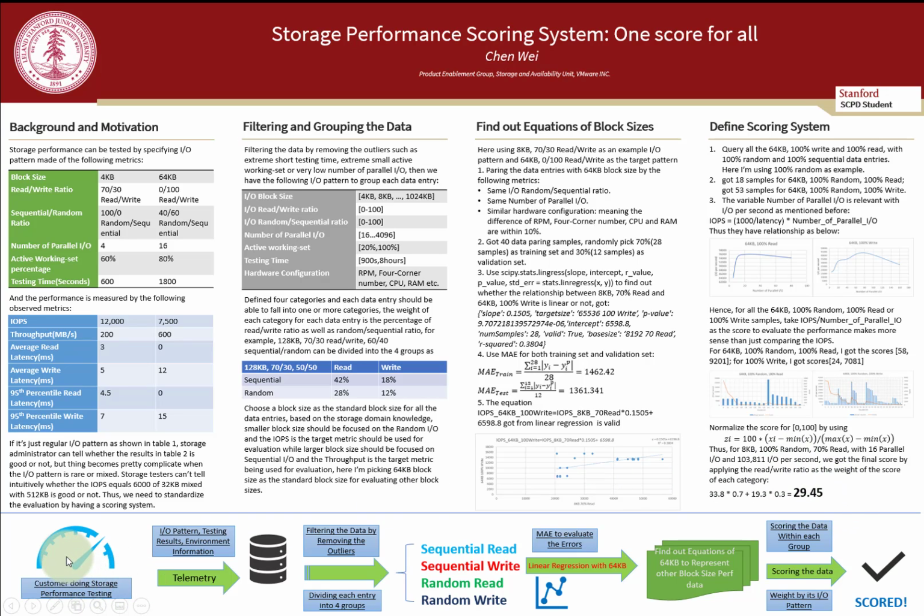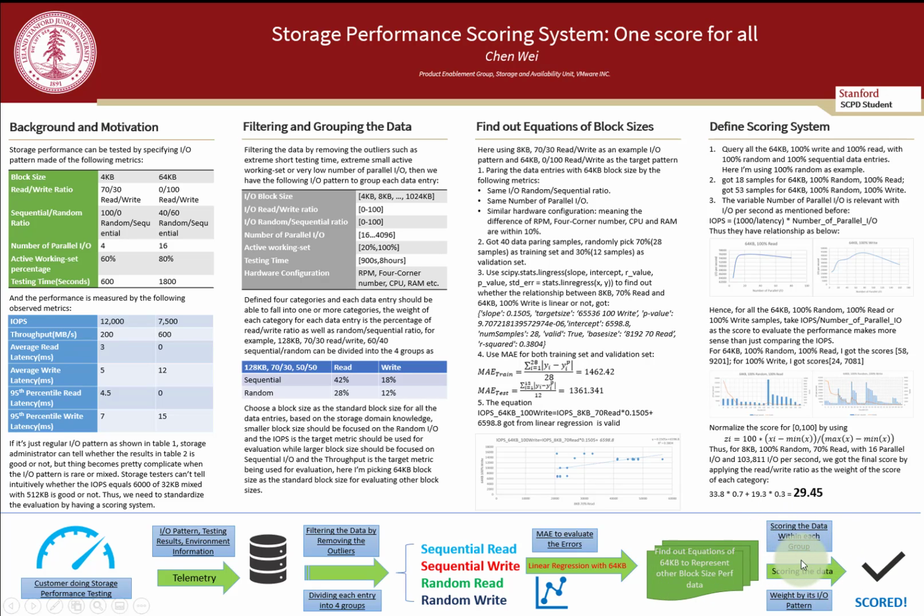Let me talk about this workflow very briefly. Customers can run testing in their environment, and we have them ship their I/O pattern testing results, in the blue part, as well as their environment information to our database. First, I filter the data and divide each entry into four groups: sequential read, sequential write, random read, random write. Then I use linear regression to figure out the relationship between block sizes and the 64 KB block size, so I can use 64 KB 100% read and 100% write to represent other block sizes and other read-write ratios. Then I use MAE to evaluate the errors and find the equation of 64 KB to represent other blocks.